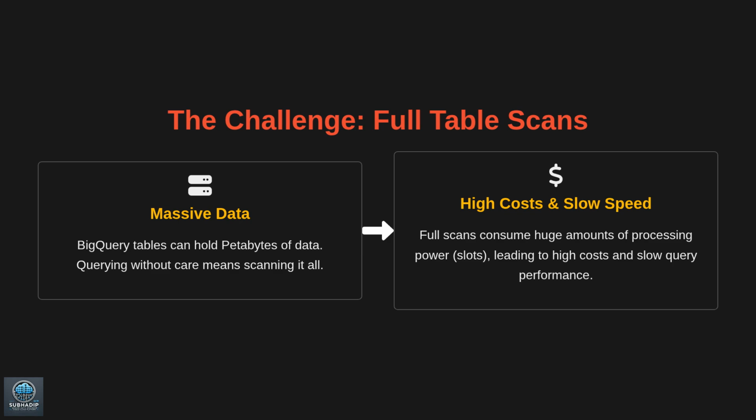The primary challenge in any large-scale data warehouse, like BigQuery, is the full table scan. When you query massive tables without proper filtering, BigQuery has to read every single row. This leads to slow performance and, more importantly, high costs, as you are billed for the amount of data processed.